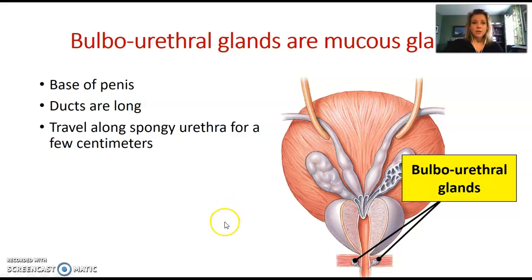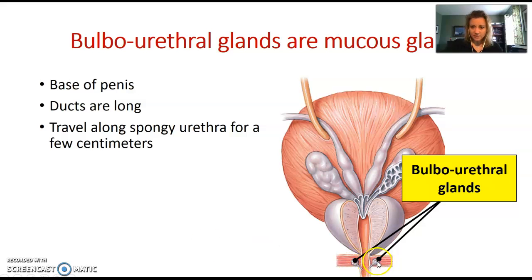The last gland to talk about is the bulbo-urethral gland. These are mucous glands, so they're going to secrete mucus or add mucus into the semen, and those ducts are going to release that mucus into the urethra. And that's happening in the spongy urethra.